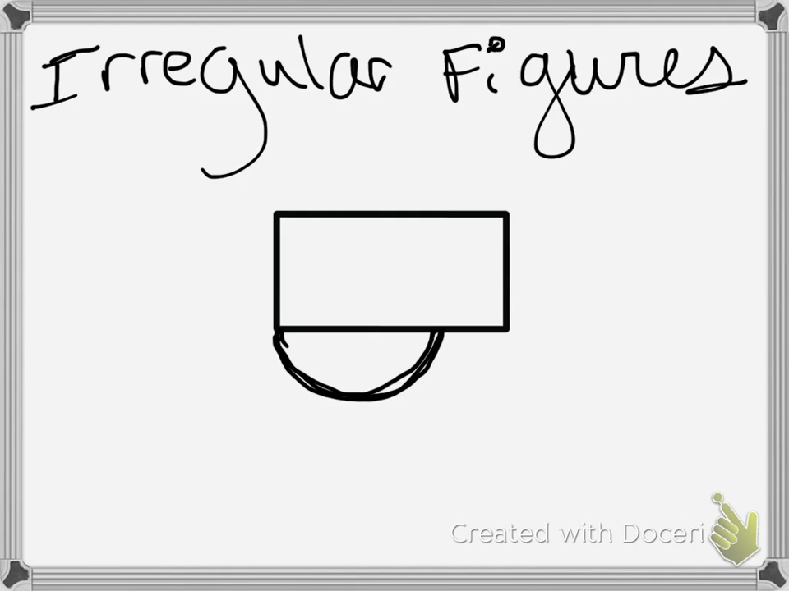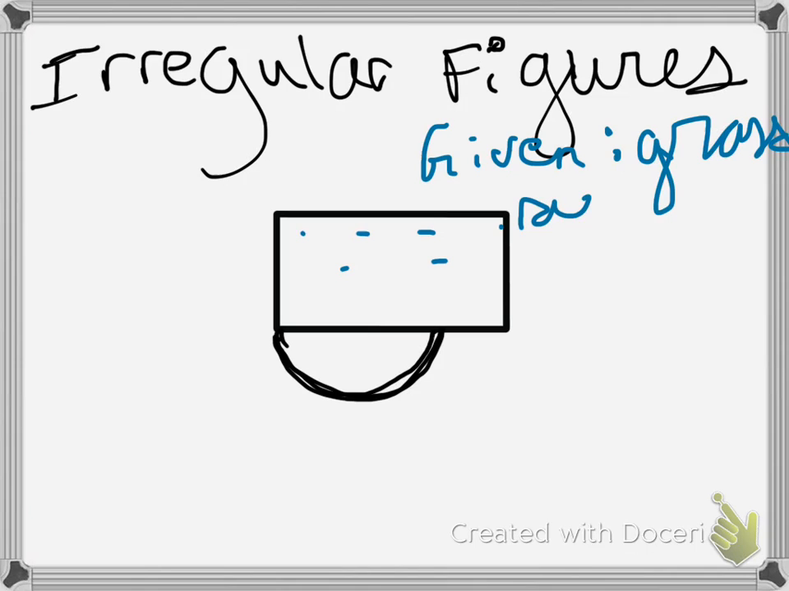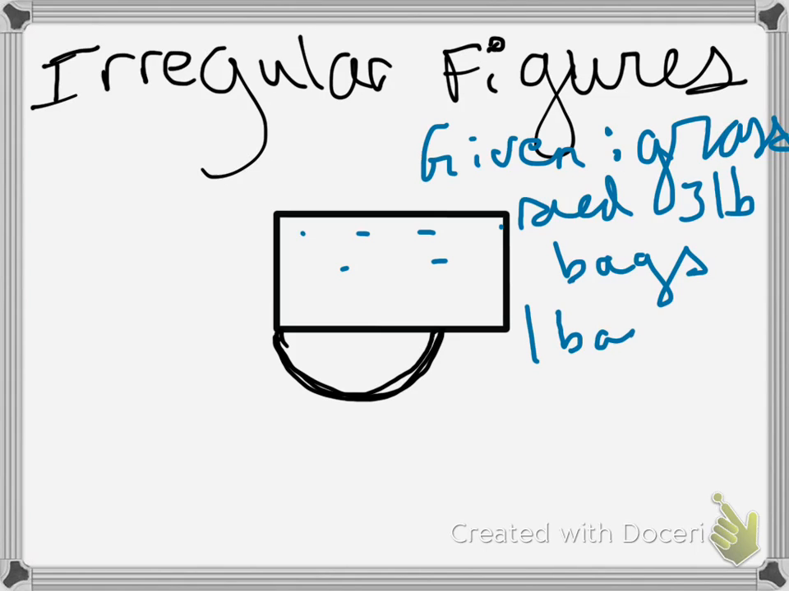Say this is a field, and we need to figure out how many seeds we're going to scatter. I'm going to list our given information. Grass seeds come in 3-pound bags. One bag covers 675 feet squared.